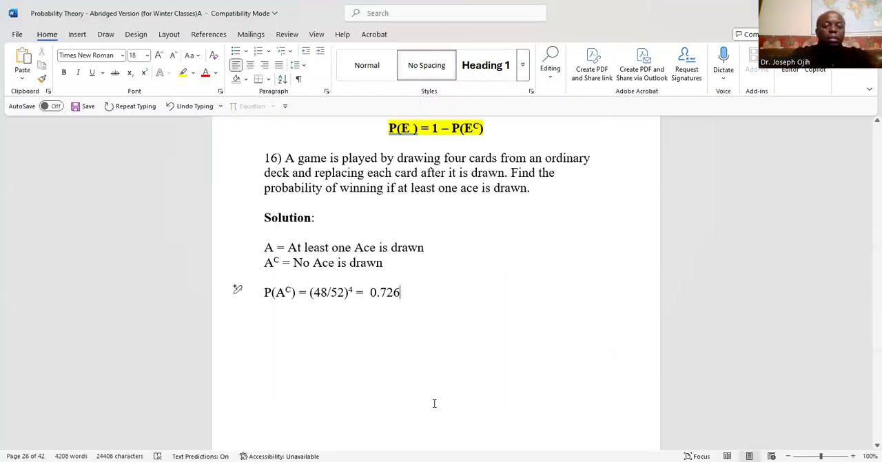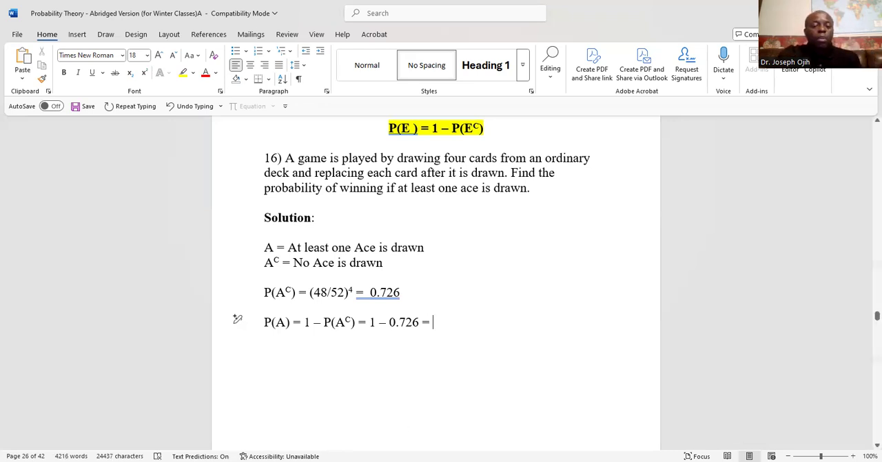So the probability of getting at least one ace, which is the probability of A, will be equal to 1 minus the probability of getting no ace, which is A complement. And that will be equal to 1 minus 0.726. And that will give you the answer.